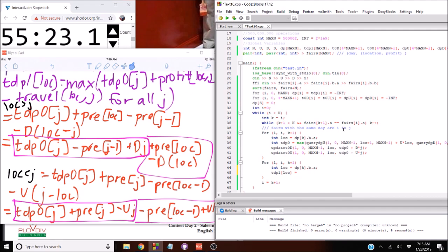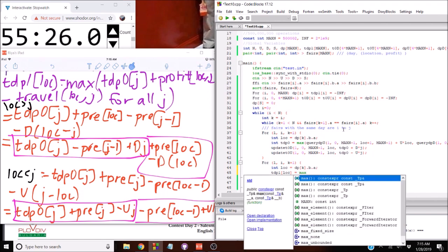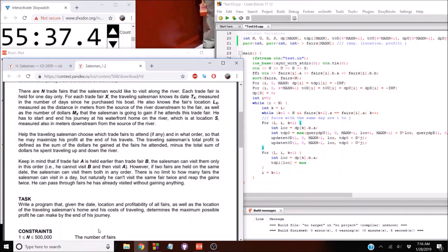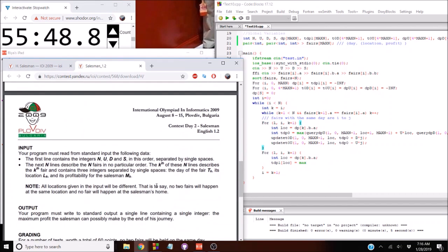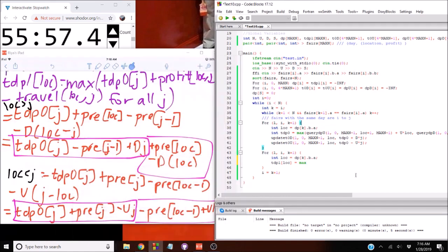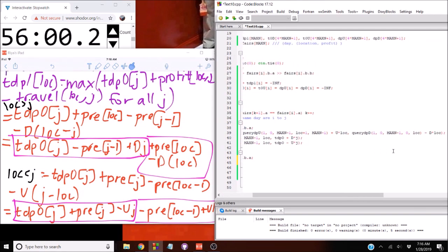This equals. Oh yeah, and we need to put in the equal sign somewhere. Oh yeah, I remember why I didn't put in the equal sign earlier, because we determined that, in the problem statement, two fairs cannot be in the same location. No two fairs at the same location. Okay, cool. So we don't need to take care of the equal sign here. Where was that?